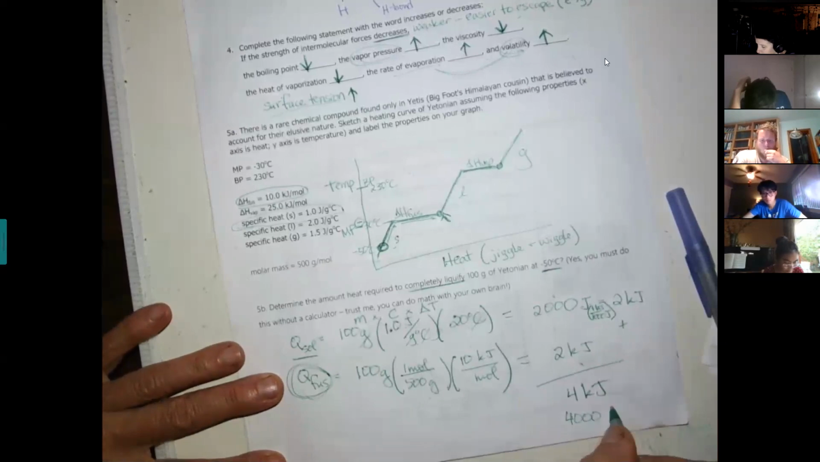My advice to everybody is just watch the units. If you make your units cancel, that will tell you what you need to do. And the unit you're trying to get to is joules or kilojoules. When you add them together, they have to be the same unit. And I just prefer to go to kilojoules. If you kept it in joules, you would have had 4,000 joules.